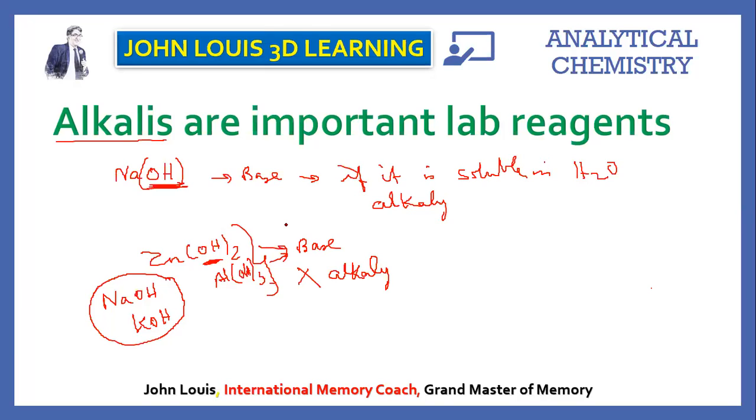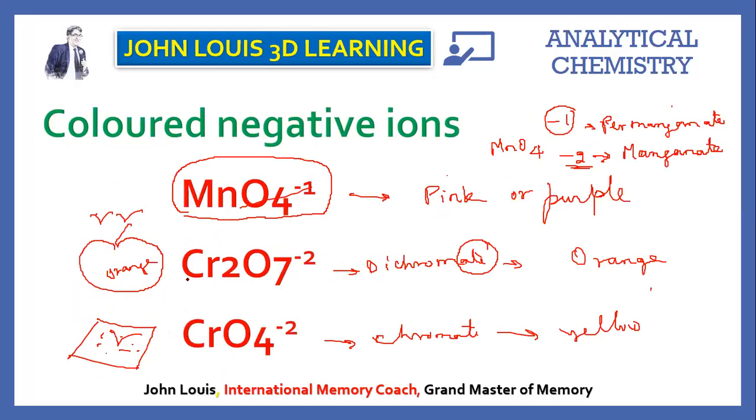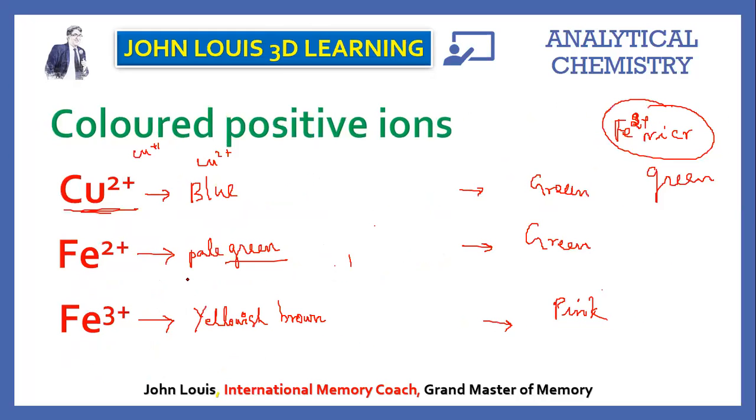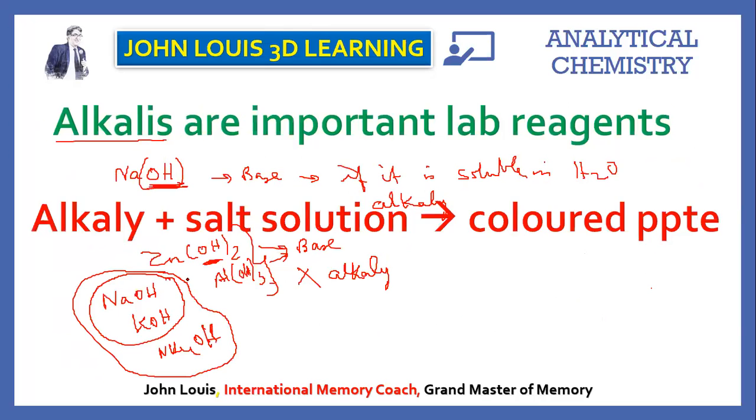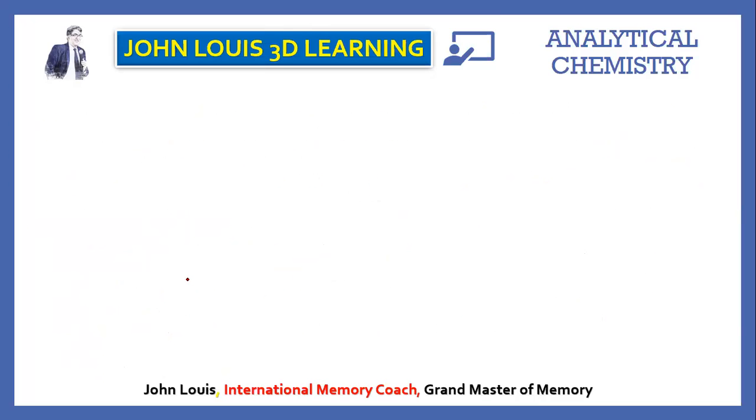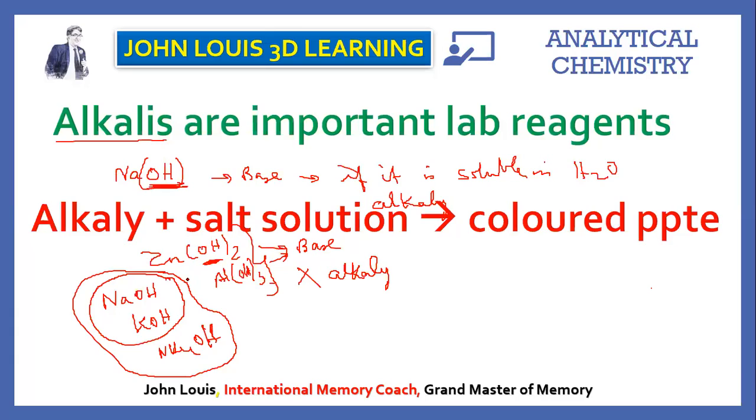Okay. Now, alkalis are important lab reagents: sodium hydroxide, potassium hydroxide, ammonium hydroxide. These are all examples of lab reagents used to identify those 6 positive ions we had seen in previous slides. We can use sodium hydroxide, potassium hydroxide, and ammonium hydroxide to identify whether these ions are present in the given chemical substance or not. How can we find out? We are going to see them one by one.